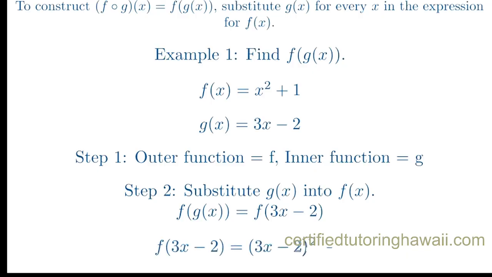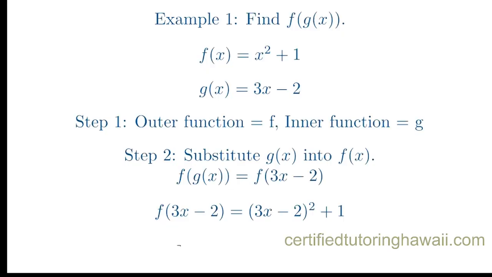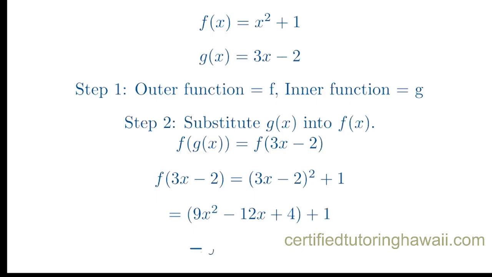Now we just need to simplify this expression. First, we expand the squared term. 3x minus 2 times 3x minus 2 gives us 9x squared minus 12x plus 4. We then add the plus 1 at the end. Combining the constants, 4 plus 1 is 5. So the final simplified composite function is 9x squared minus 12x plus 5. We have successfully constructed the composite function.